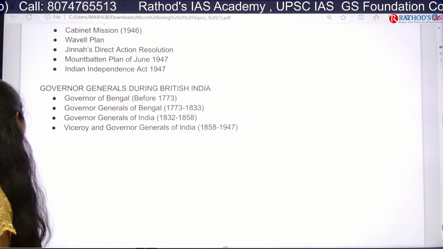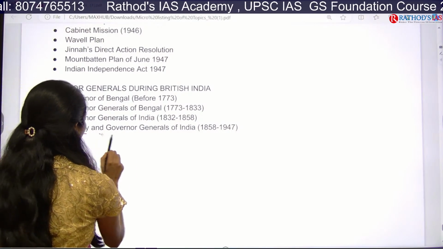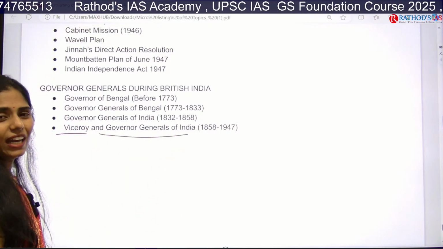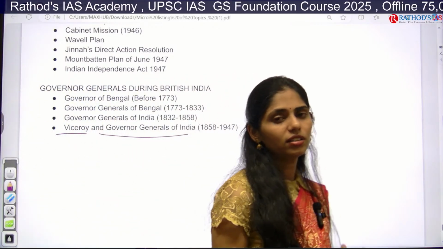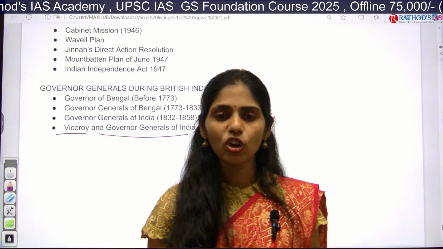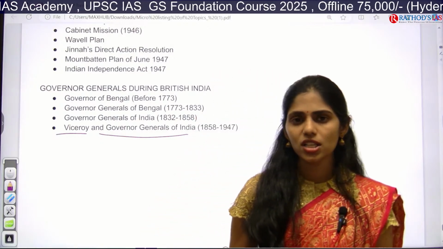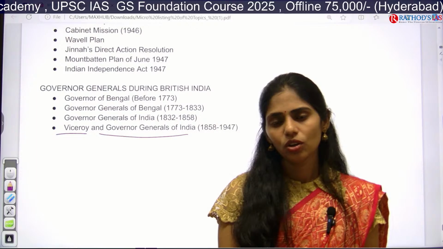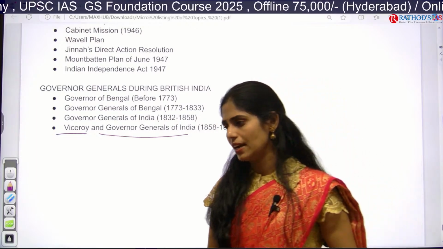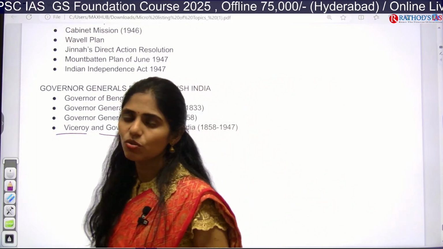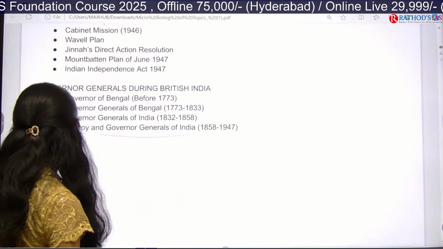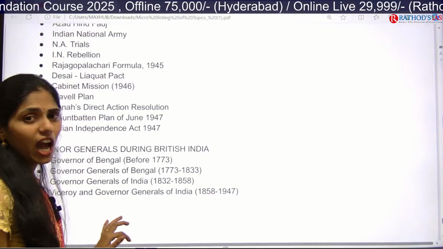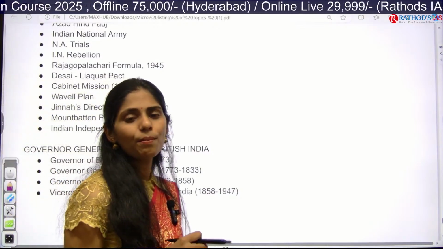And next one, you have to know the Viceroys and Governor Generals of India and their contributions. For example, you have to know about Lord Ripon. You have to know about Dalhousie, Cornwallis, William Bentinck. They are very, very important personalities, and what are their positives and what are their negatives. Clear? So this is about micro listing of topics and how you have to approach modern history.